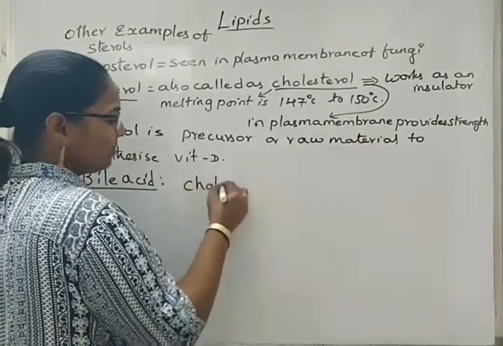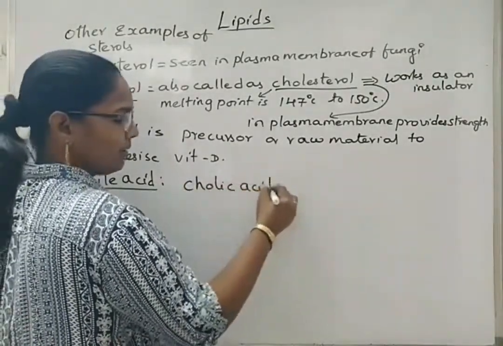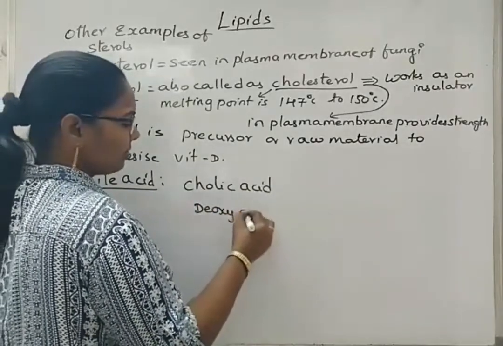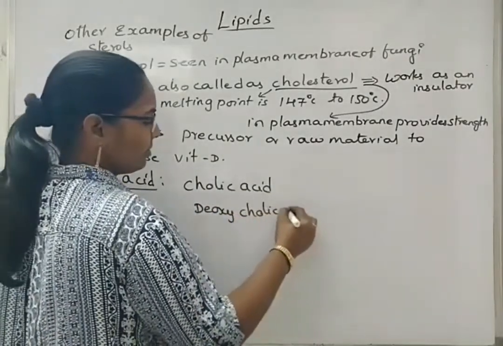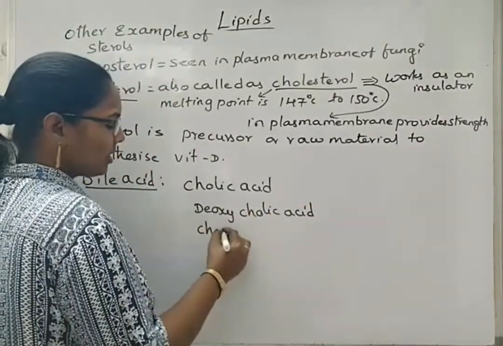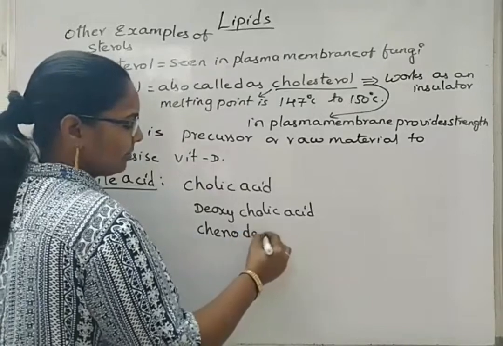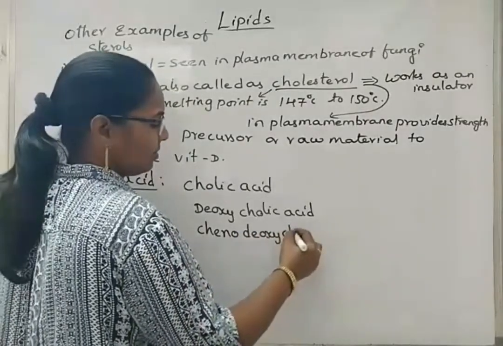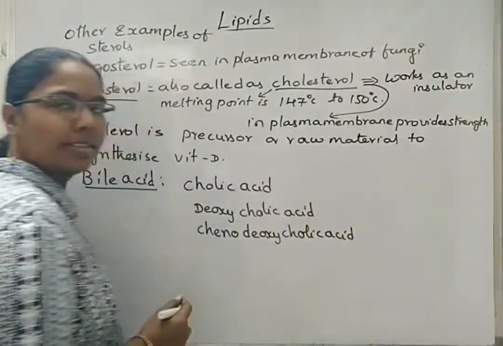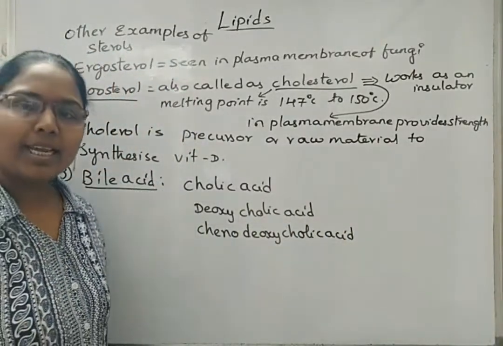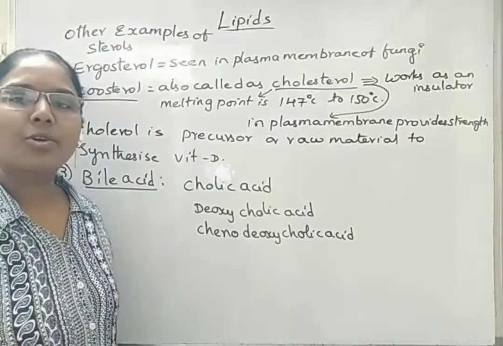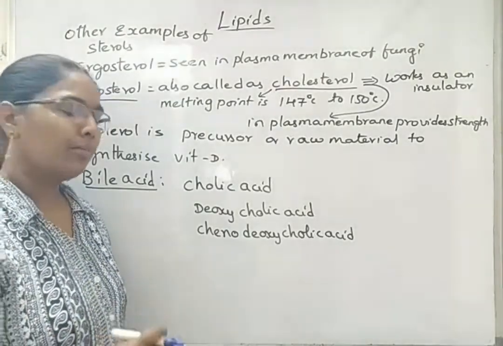Cholic acid. Next, deoxycholic acid. Next, chenodeoxycholic acid. These three are considered to be bile acids. They are helpful in absorption of fat-soluble vitamins back into the body.